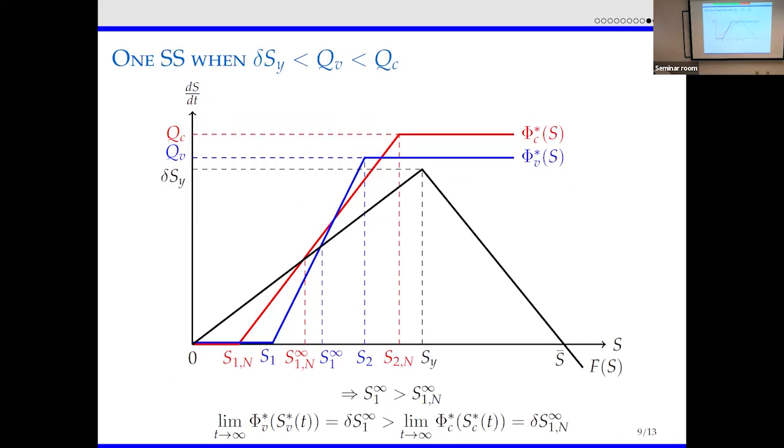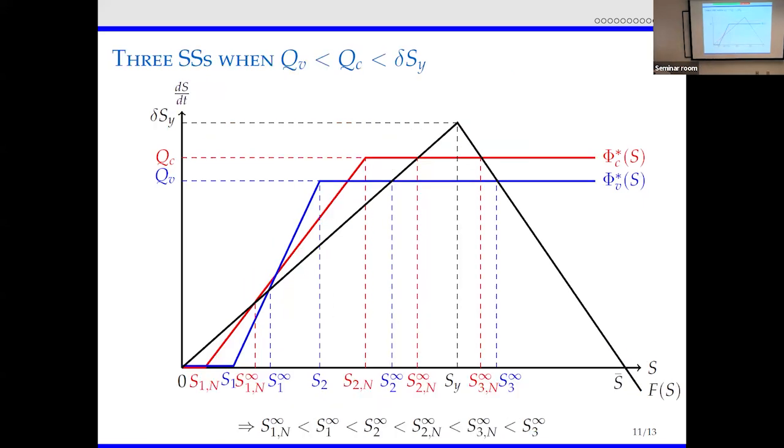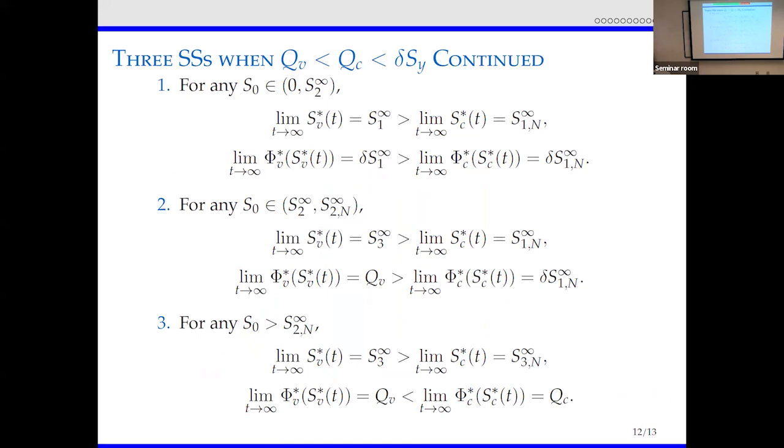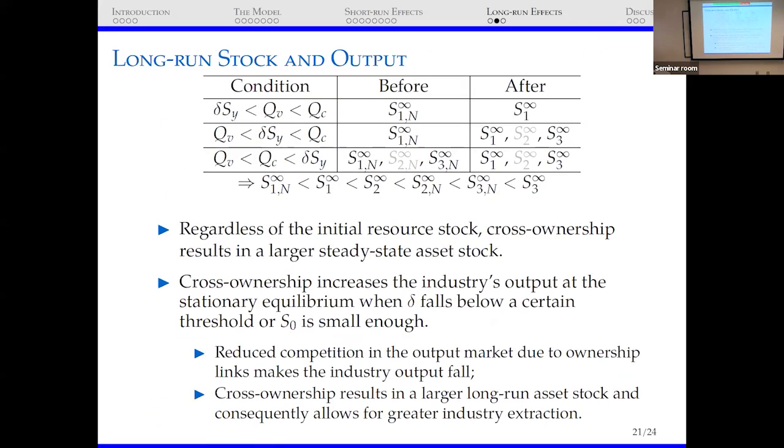Here there is the case. So in this case we had only one steady state for both cases. Here we had one steady state when we had no cross ownership, but three steady states when we had cross ownership. And the third line is when both had three steady states, and always we're increasing our steady states for each situation. And this is how we find this. And of course, what I just showed you is that each curve is one of these lines.